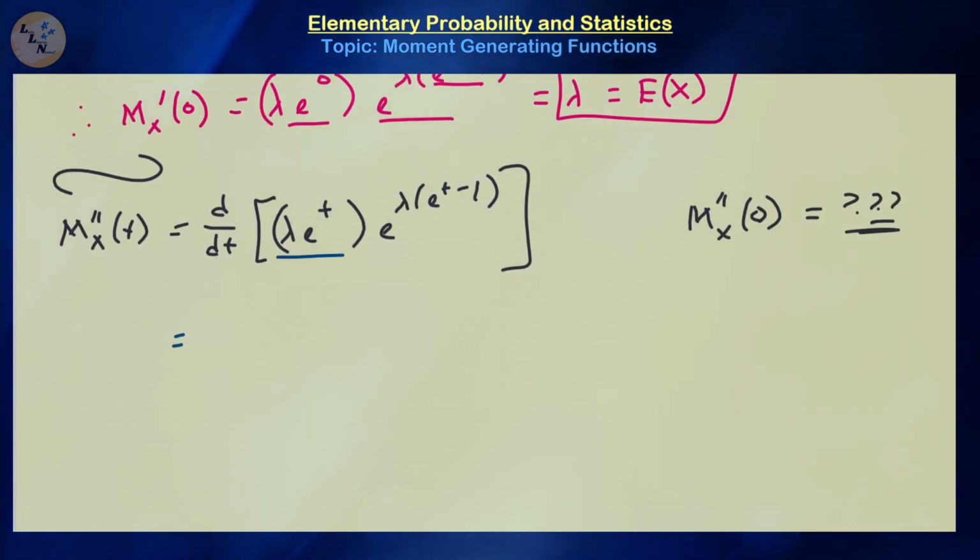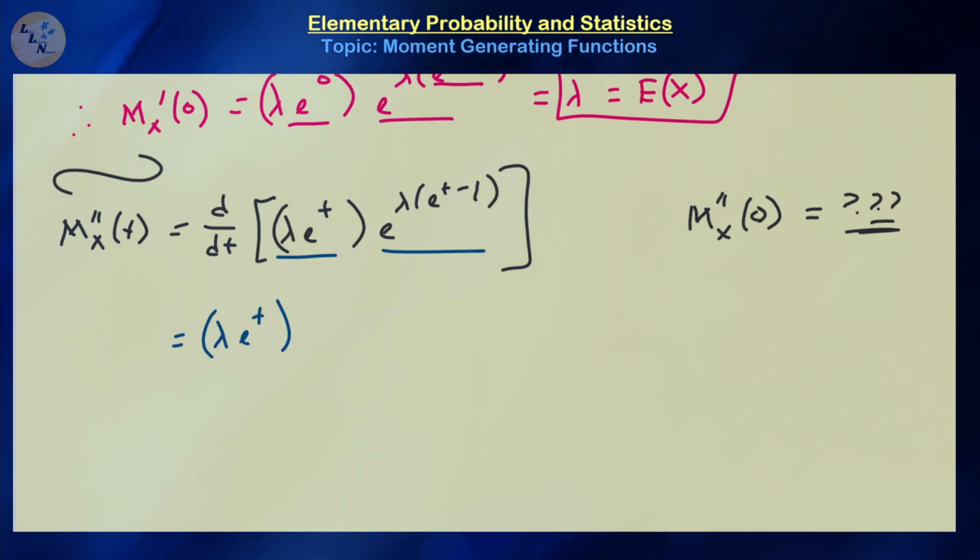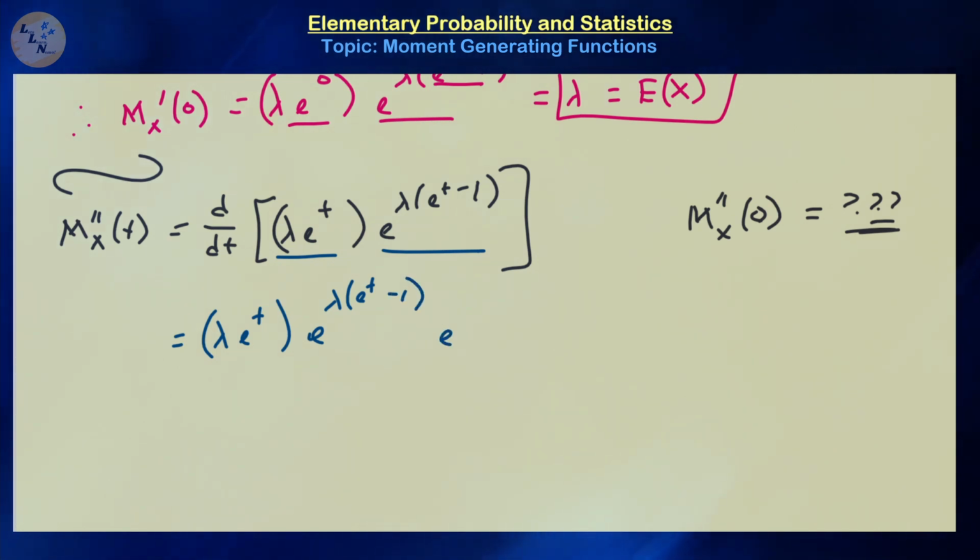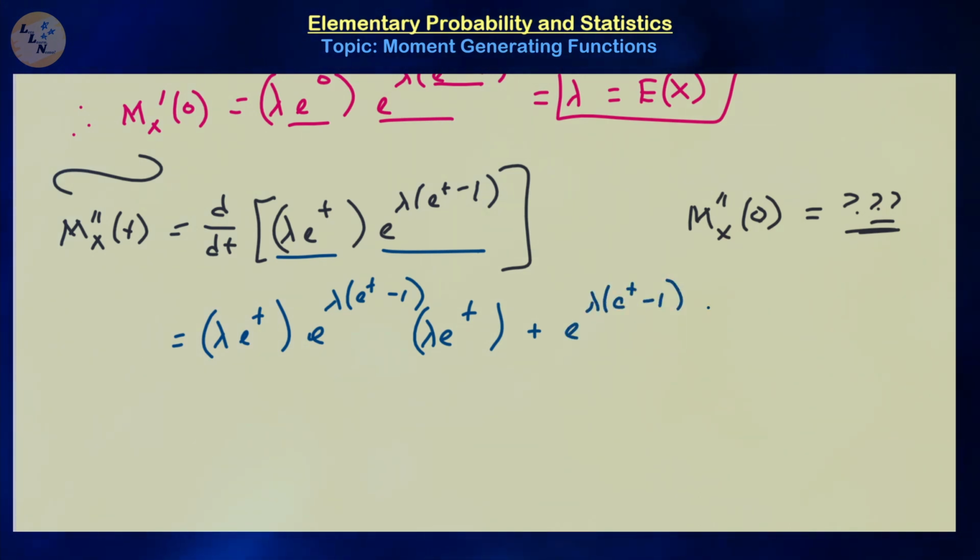So let's just go through that just in case you do know some calculus review. So we're just going to be using a product rule, so this times this. So first, times the derivative of the second, right? So e to the t minus 1 times lambda e to the t, and then plus the second times the derivative of the first. So that's going to be lambda e to the t. Right? So that is the second derivative of the moment generating function with respect to t.